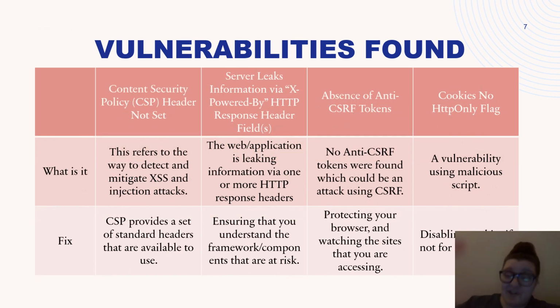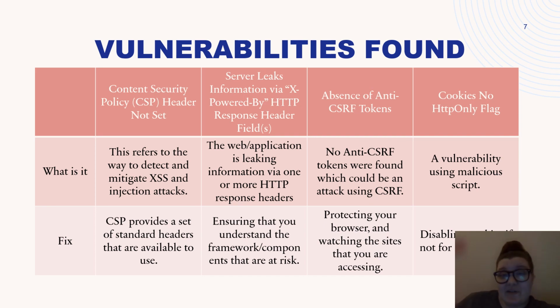Here are some additional vulnerabilities. Again, these were ones that I found from the OWASP scan. The previous ones were from the Nikto scan. So the first message, the content security policy, is a way to detect and mitigate against XSS and injection attacks. And in order to do this, again, you set a standard header that is available for use, kind of similar to one of the previous messages that we received as well.